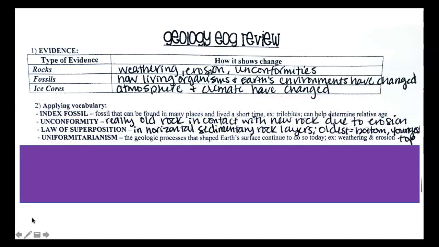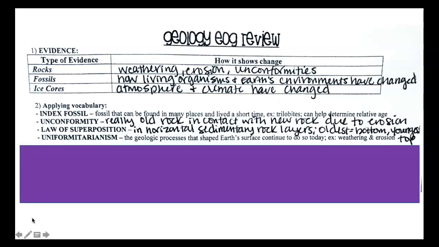Here's a couple different vocabulary words. So index fossils are fossils that help to tell the relative age of different types of rock. And so those organisms that are index fossils were widely distributed and they lived a short amount of time. They lived during a specific time frame. Trilobites are an example. Ammonites are an example of index fossils.